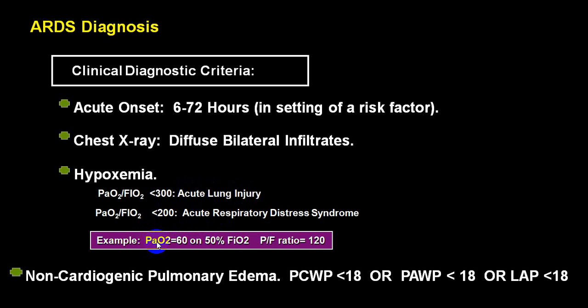Here is an example. PaO2 is say 60 and FiO2 is say 50, then the PF ratio is 120. So it is below this, so it becomes acute respiratory distress syndrome. And if pulmonary capillary wedge pressure is less than 18, then it is definitely acute respiratory distress syndrome. But if it is more than 18, then it is likely to be cardiogenic pulmonary edema. Pulmonary capillary wedge pressure, pulmonary arterial wedge pressure, or left atrial pressure, all three are nearly identical. So if any one of these or all three are less than 18, it is in favor of non-cardiogenic pulmonary edema, or acute respiratory distress syndrome.